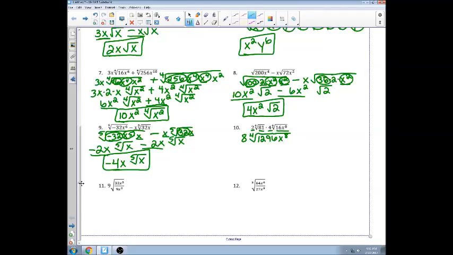1,296 is a perfect fourth, but I need to break up my x's first. So I'm going to move to the right real quick. Times the fourth root of 1,296. X to the eighth can be broken into x to the fourth times x to the fourth.